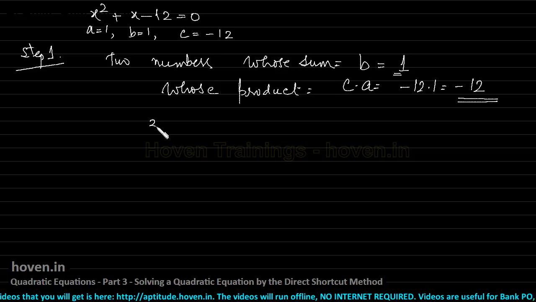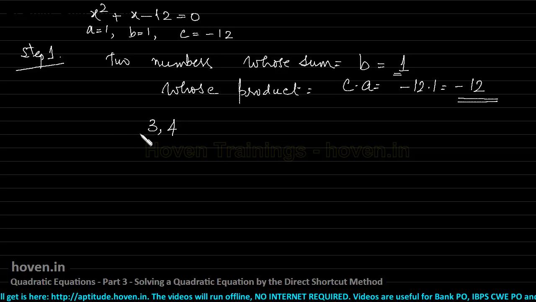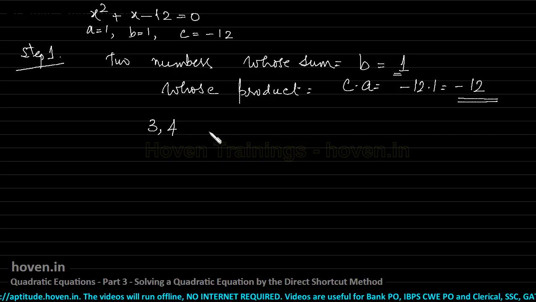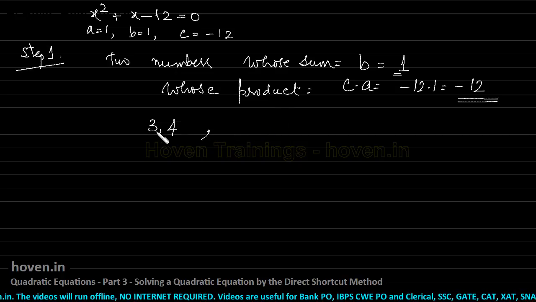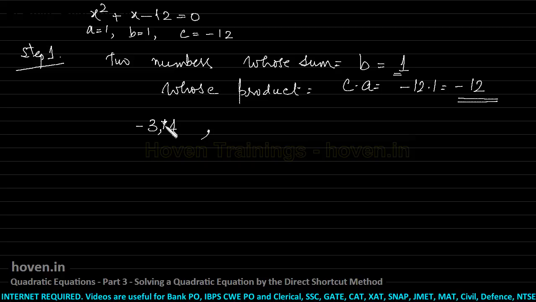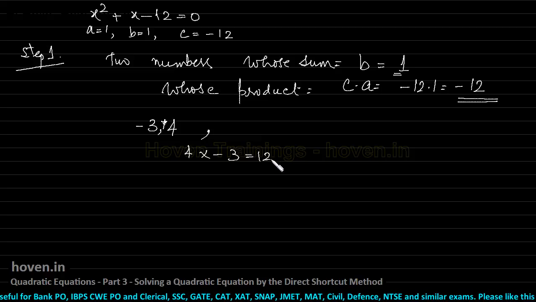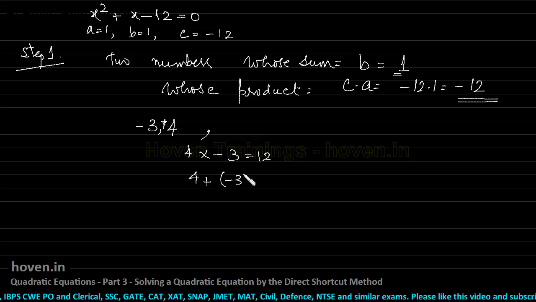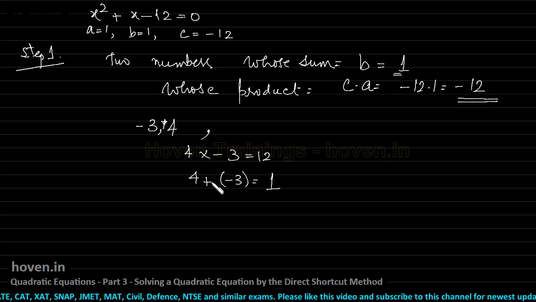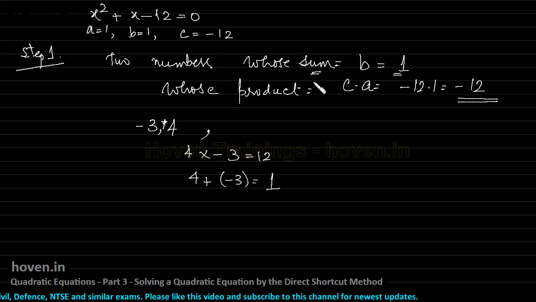So I have to find out two numbers whose product is 3 multiplied by 4 and whose sum is minus 1. So I can immediately guess that the two numbers will be minus 3 and plus 4, because 4 into minus 3 is minus 12 and 4 plus minus 3 is equal to 1. So in this case, the two roots had opposite signs and therefore the sum was actually going to be a difference.